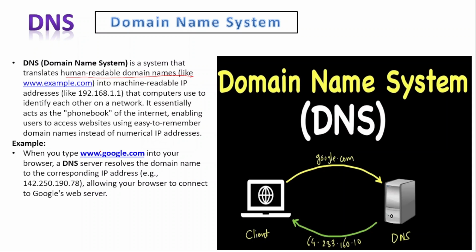Example: when you type www.google.com into your browser, a DNS server resolves the domain name to the corresponding IP address, for example 142.250.190.78, allowing your browser to connect to Google's web server.